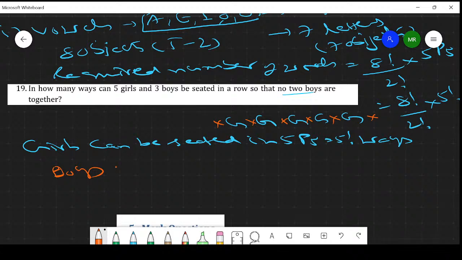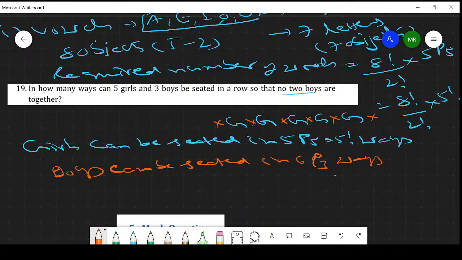So boys can be seated in 6 places. We have 6P3 ways they can sit. This is 6P3 ways, the boys can sit.